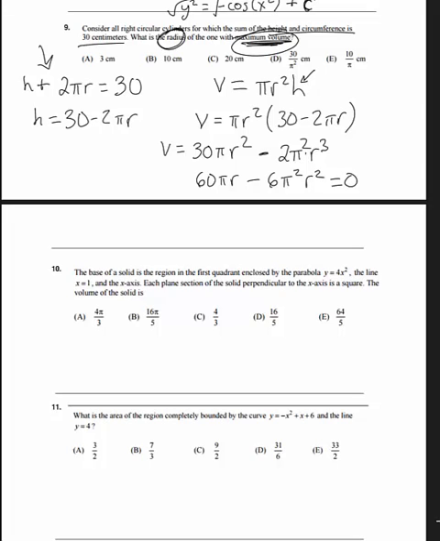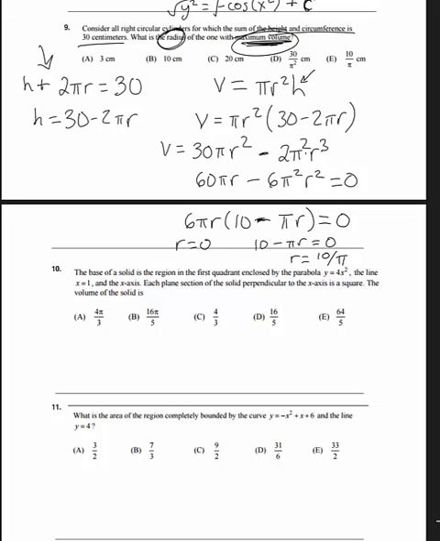Then we can factor out 6 pi r, and we get 10 minus pi r equals 0. So we would have r is equal to 0, or 10 minus pi r equals 0. Solve that, and we get r is equal to 10 divided by pi. So we have two choices. R is 0 or r is 10 over pi.